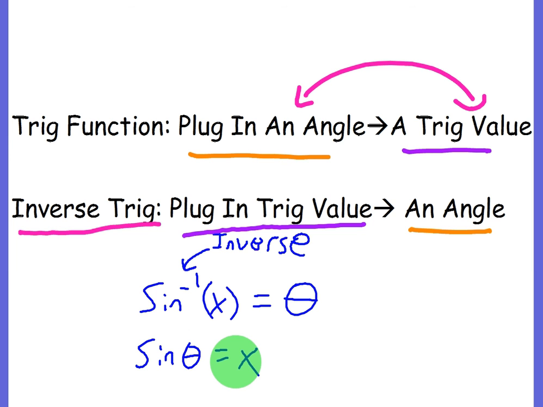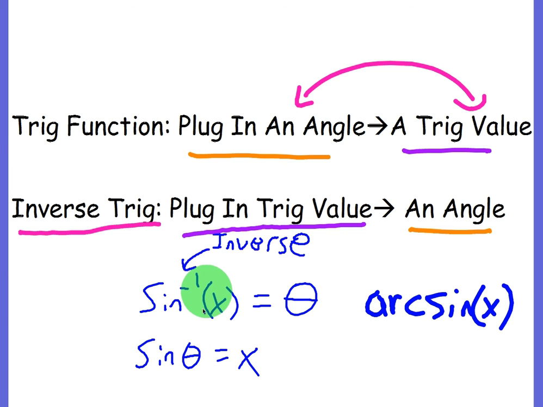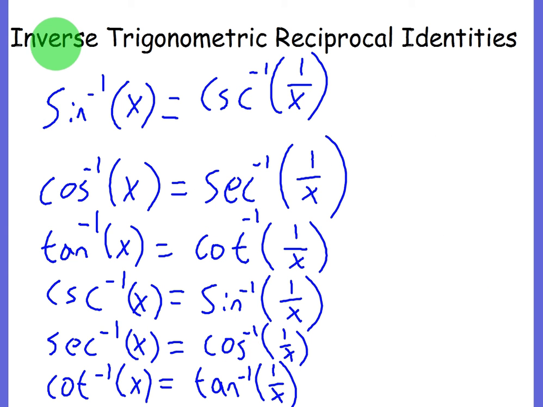And I am not good at handwriting, especially when it comes to letters. Okay, but arc sine is the same thing as sine inverse. It just depends on who you talk to, which one they use. Now, we are going to be using these bottom three identities. These are called inverse trigonometric reciprocal identities. I'm going to show you the proof for one of them.